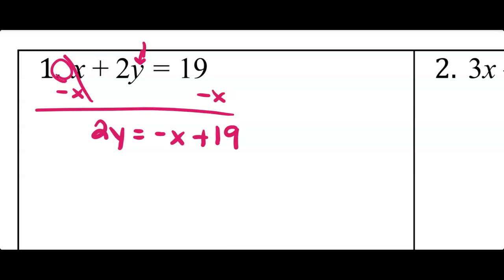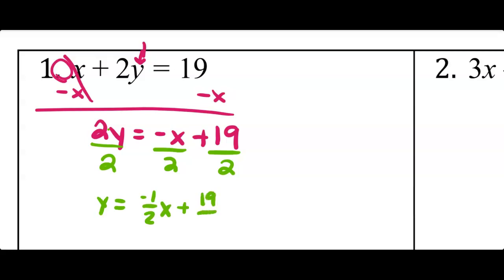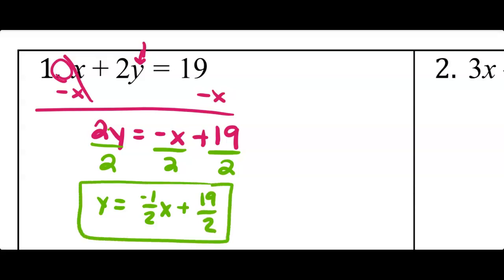Then we want to get the y by itself. So we saw a little bit of this earlier this week. So if it's 2 times y, we will undo that by dividing by 2 to everything. So that we get that y is equal to negative 1/2 x plus 19 over 2. And you could have written 19 over 2 as the decimal 9.5, but we're just going to leave it as a fraction in simplest form.